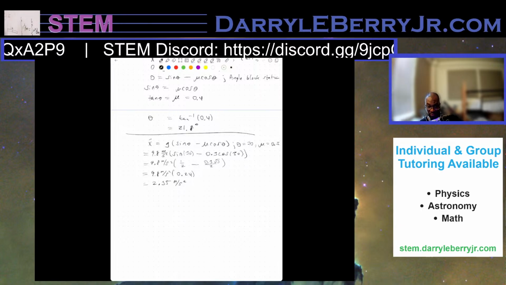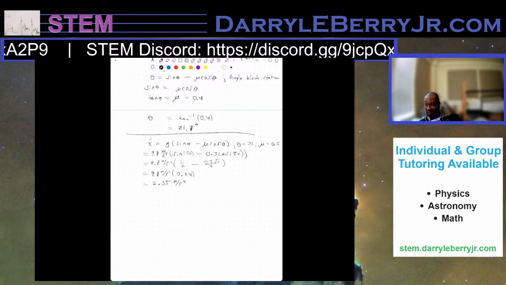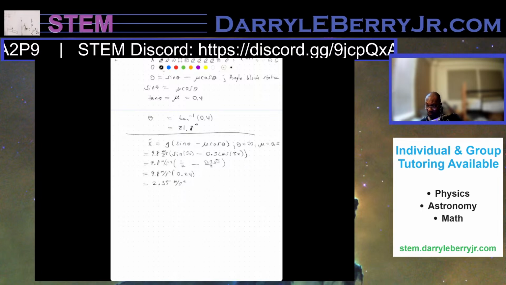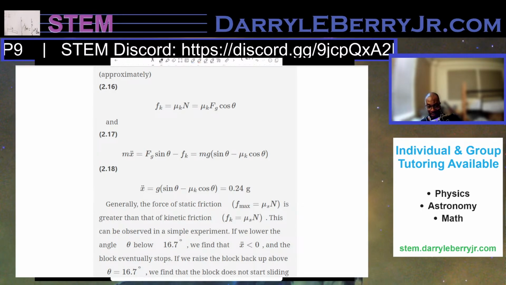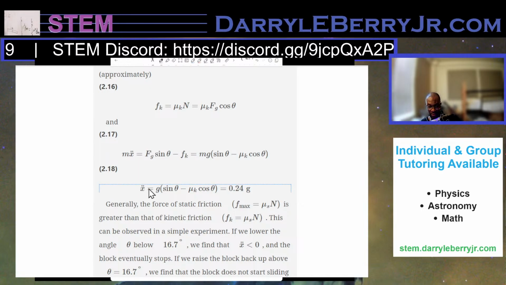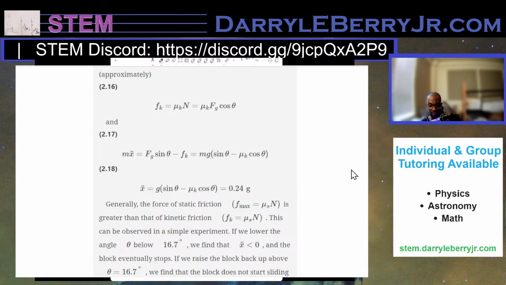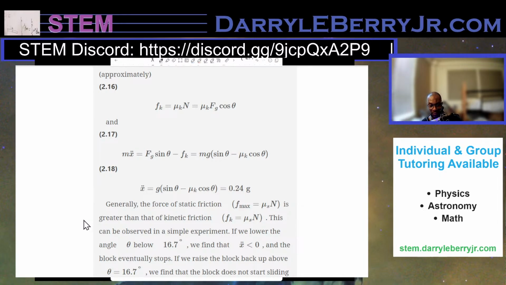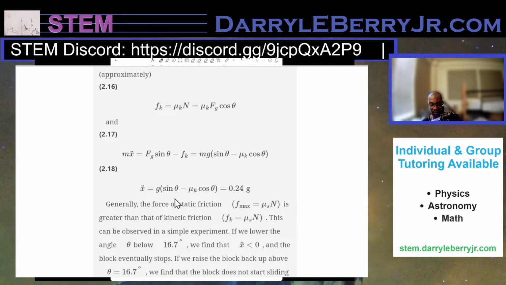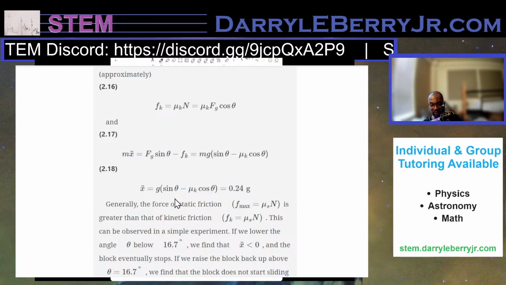g sine theta, mu cosine theta. They definitely have typos in this book. If you look here, it's saying the acceleration is 0.24 grams. Acceleration is not in grams. Acceleration is meters per second squared. So I have no idea what these people did or what they're doing.